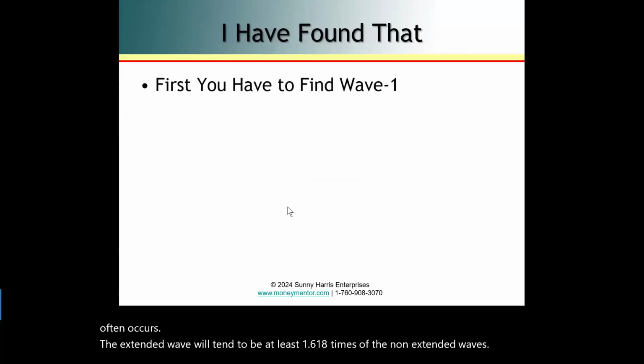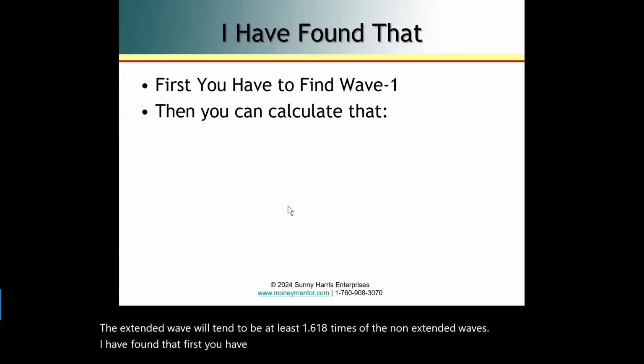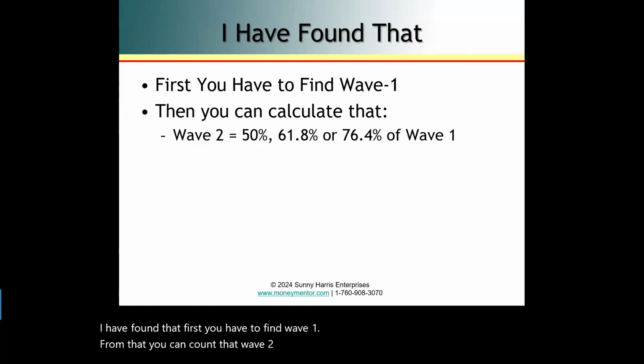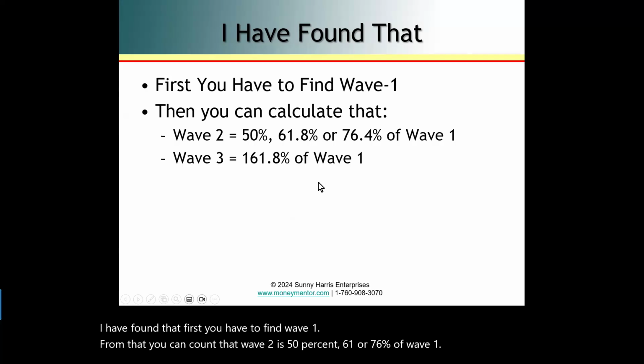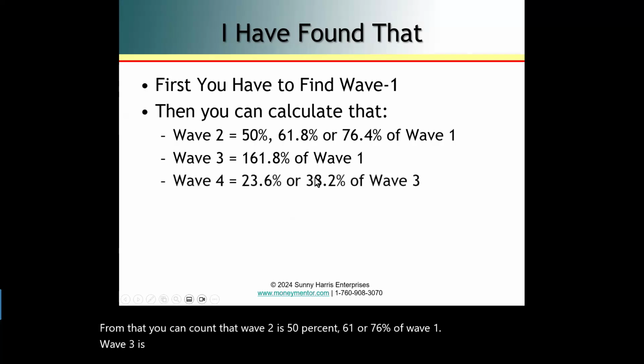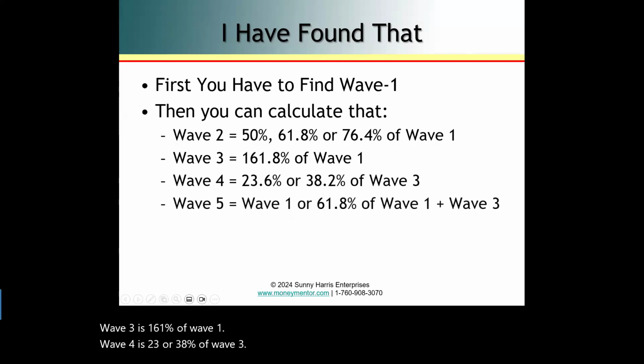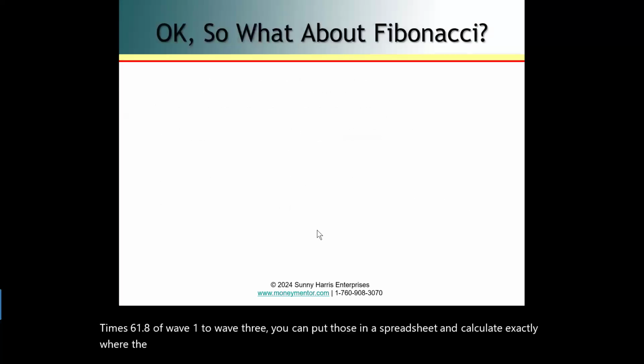I have found that first you have to find wave one. From that, you can count that wave two is 50%, 61, or 76% of wave one. Wave three is 161% of wave one. Wave four is 23 or 38% of wave three. Wave five is wave one times 61.8% of wave one to wave three. You can put those in a spreadsheet and calculate exactly where the next wave is going to go.